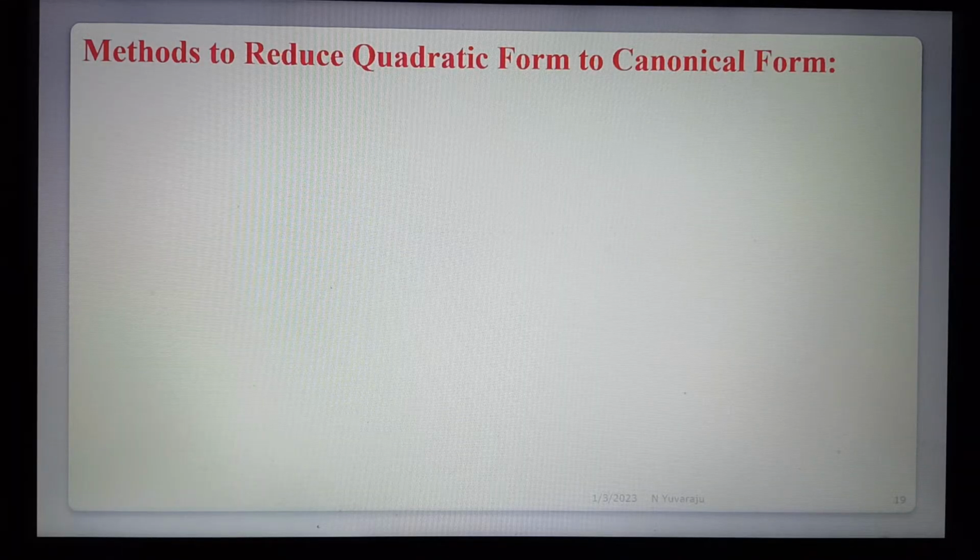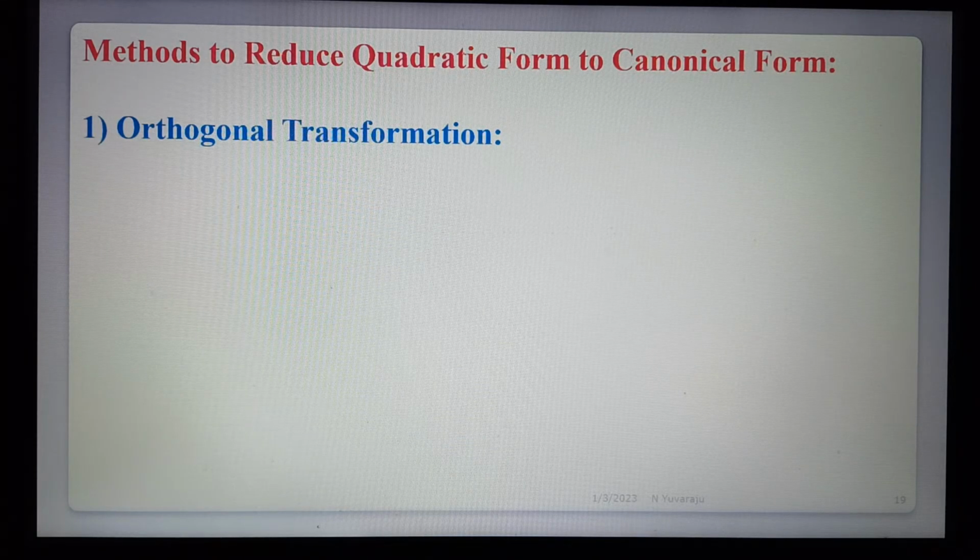In the previous lecture we already found rank, index, signature and nature by using the eigenvalues of the coefficient matrix. That is one of the procedures. Next, how to find the rank, signature, index and nature of the given quadratic form by converting it into canonical form. After converting to canonical form, we find the rank, index, signature and nature. Here we use the first method, the orthogonal transformation.